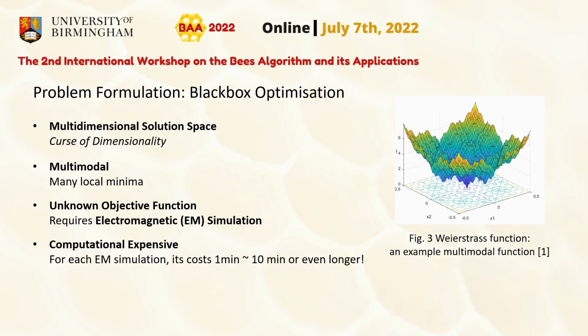Third, unknown objective function. The objective function relies on a black box electromagnetic simulation. Fourth, the EM simulation is computationally expensive and time-consuming. It costs 1 minute to 10 minutes or even longer.